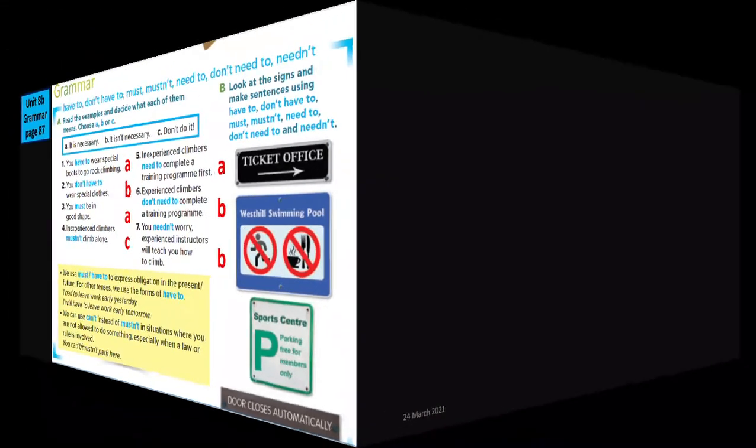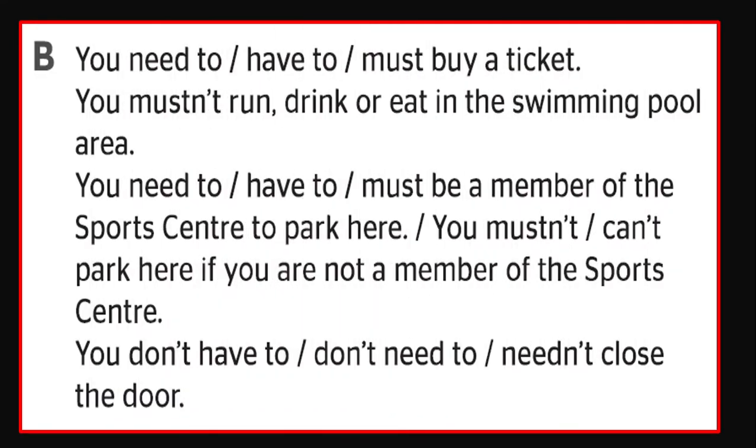Okay, back again, and here is the answer. For example, I can say that you need to, or you have to, or you must buy a ticket. I can use any one of them. The next sign: you mustn't run, drink, or eat in a swimming pool area. So this one is a kind of rule or obligation.